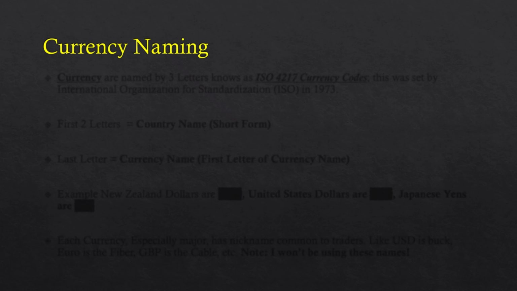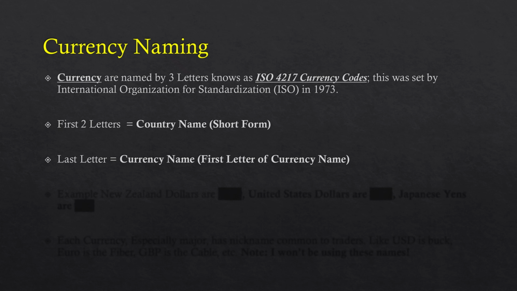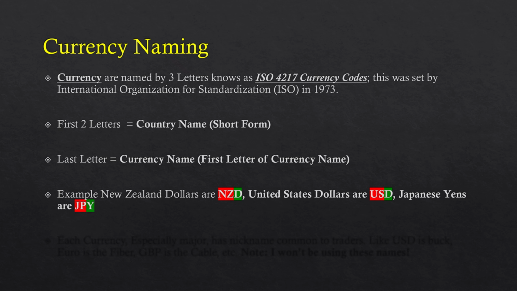Let's talk a little bit about currency naming. Currencies are named by 3 letters known as ISO 4217 currency codes. This was set by the International Organization for Standardization in 1973. The first 2 letters mean the country the currency represents, and the last letter is for the name of the currency, mostly the first letter of the currency name. For example, New Zealand dollar is NZD. You can see NZ means New Zealand and D means dollar. USD: US for United States and D for dollar. Japanese yen is JPY: JP for Japan and Y for yen.